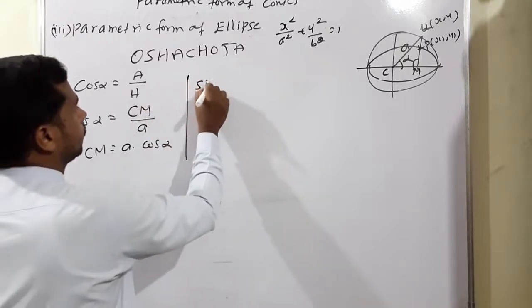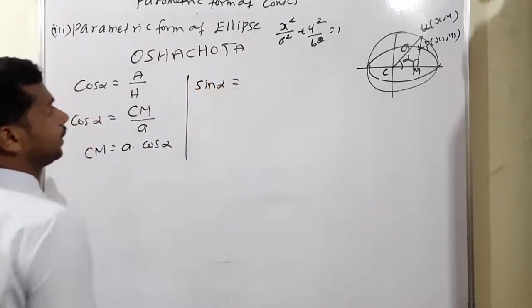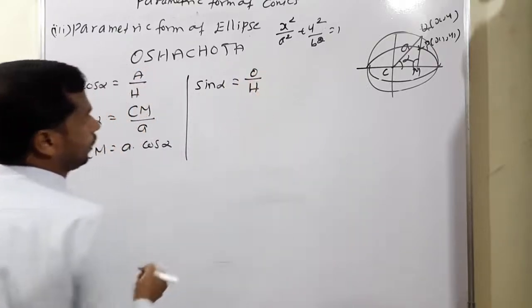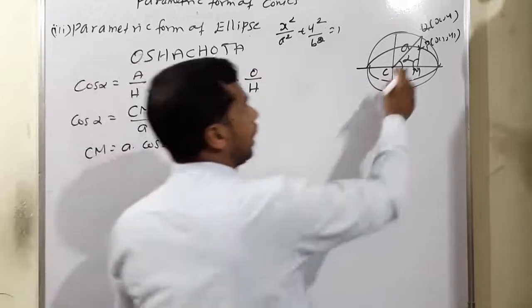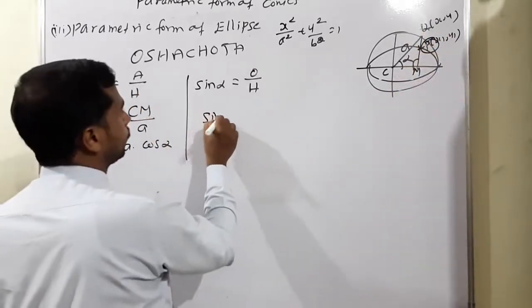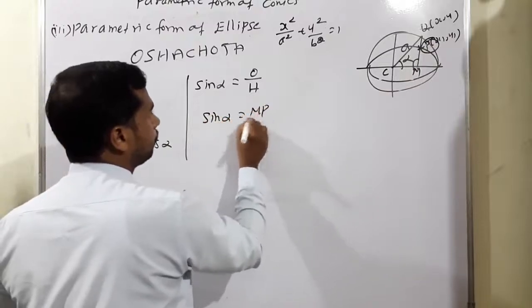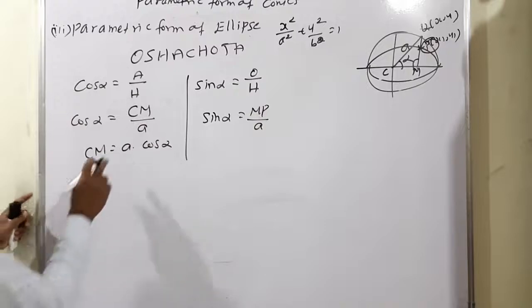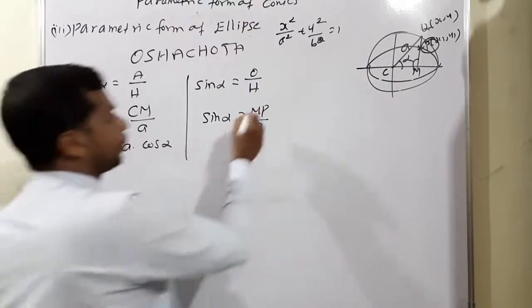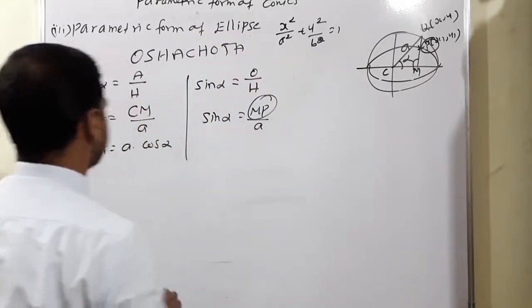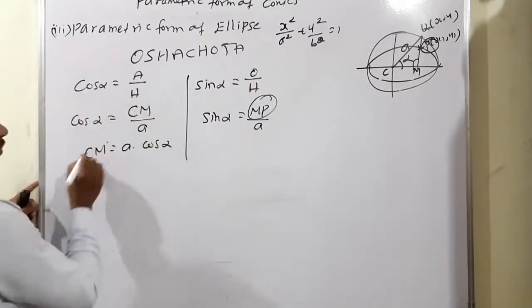Sin alpha is opposite divided by hypotenuse. The opposite side is MQ, but we actually need MP. Therefore sin alpha is equal to MP divided by the hypotenuse, and we already know A. So first we have to find MP, M to P, that is called the parametric form of ellipse.